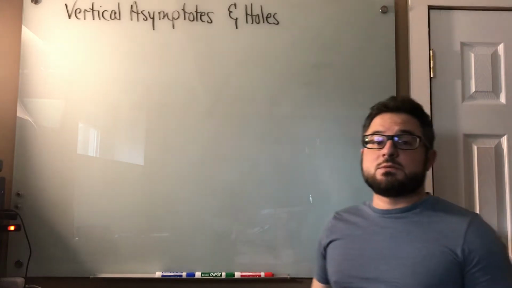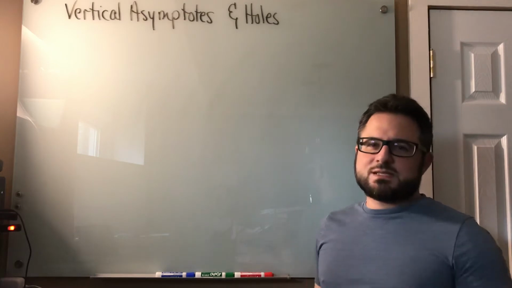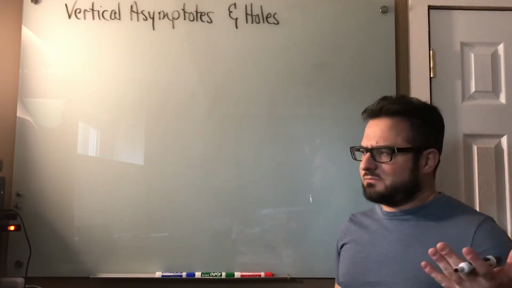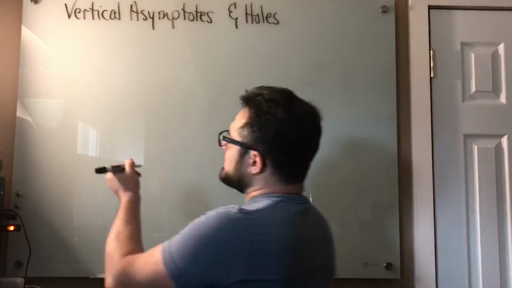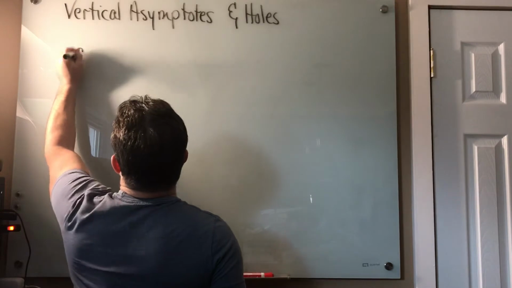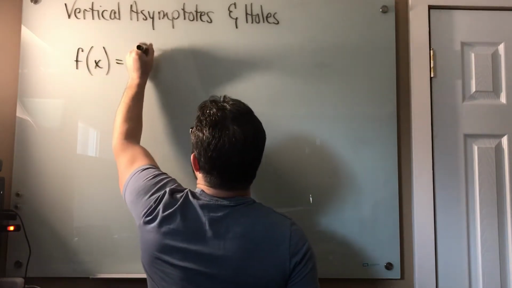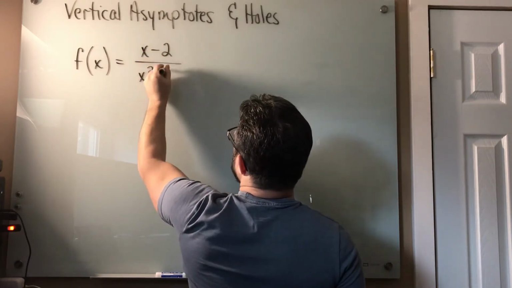So, vertical asymptotes and holes. How do we tell the difference? Well, it's nice to say what we said in the PowerPoint, just, hey, if you can factor the top and bottom, it simplifies out or not, but let's actually take a look at it. So let's consider the function f(x) = (x - 2)/(x² - 2x).